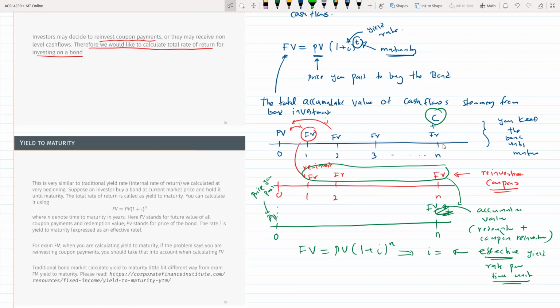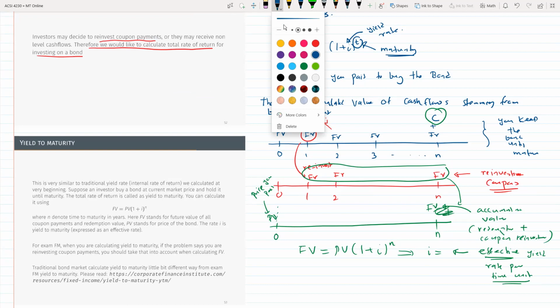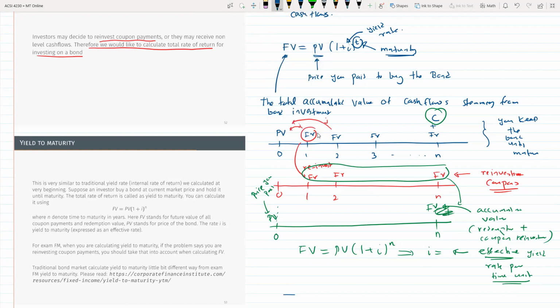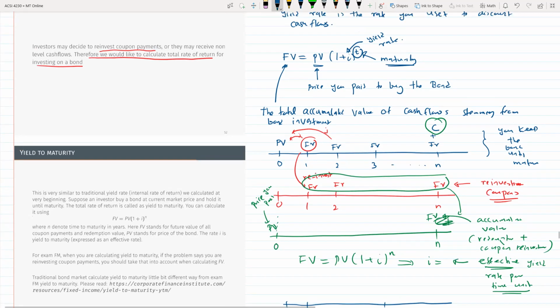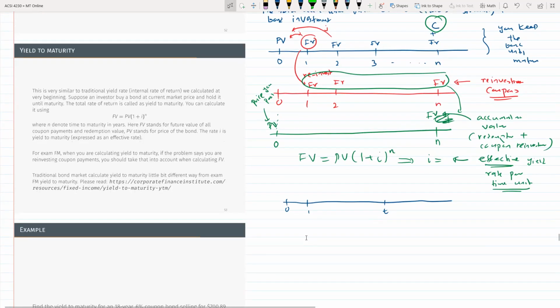Now, for example, let's say you decide to sell the bond. This is very different from keeping the bond until maturity. So you have times 0, 1, and then somewhere at time t you decide to sell it. Let's say you get the coupon and then you sell at price, let's say P2. This is the selling price.